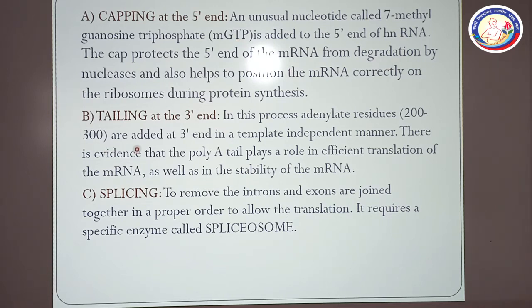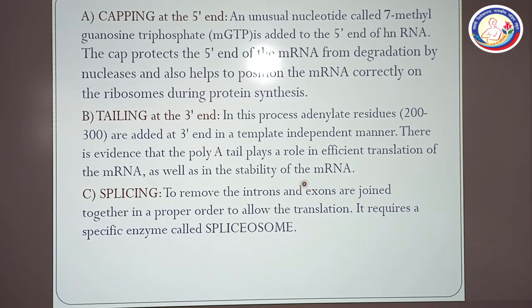What is tailing? Tailing at the 3' end. In this process, almost 200 to 300 adenylate residues are added at the 3' end in a template-independent manner. There is evidence that the poly-A tail plays a role in efficient translation of mRNA as well as in the stability of mRNA. So it also plays two important roles: efficient translation and the stability of mRNA.